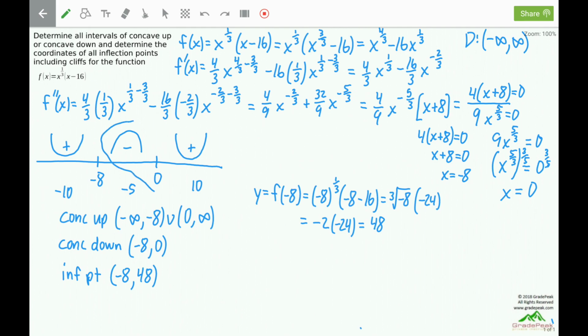Right at the candidate number of x equals 0, we have the concavity again changing from concave down to concave up. So x equals 0 will also be an inflection point. It has a corresponding y-coordinate that can be found by plugging the x-coordinate of 0 back into the original function. So y equals f of 0.